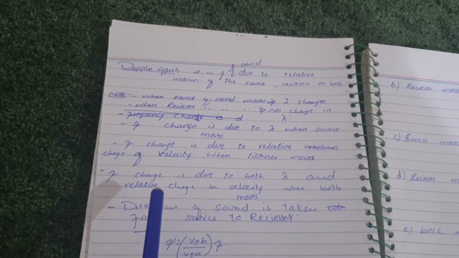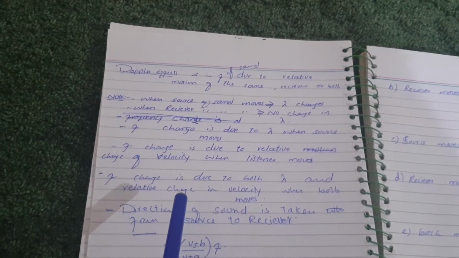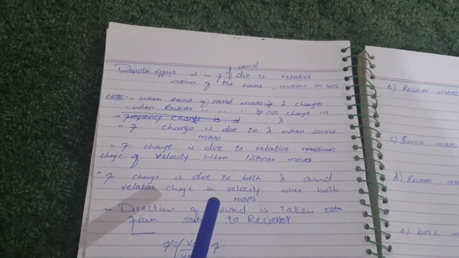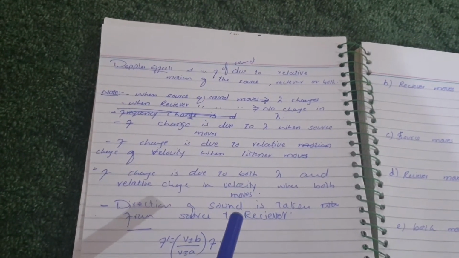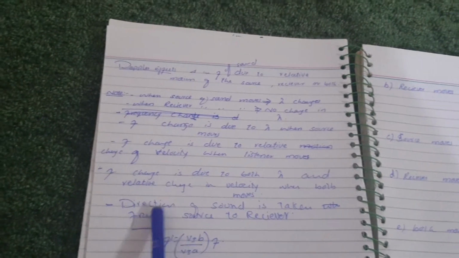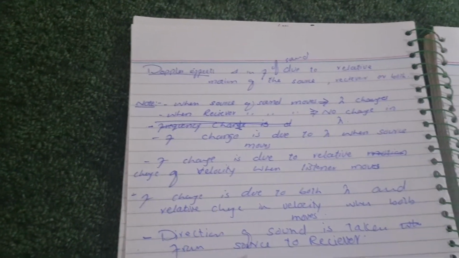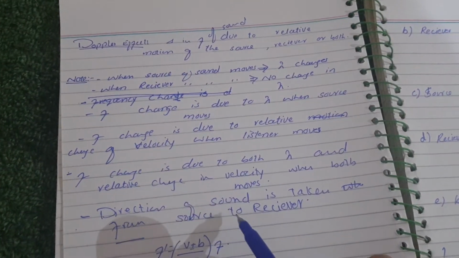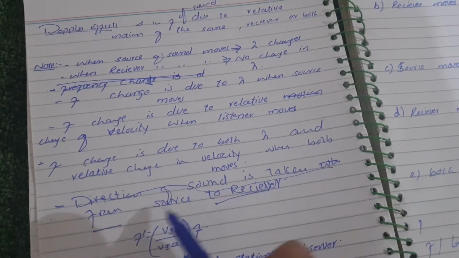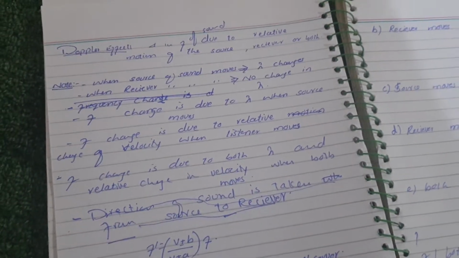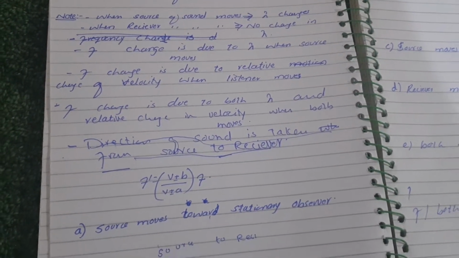The other point that needs to be noted: the frequency change is due to both the wavelength as well as the relative velocity when both the source and the receiver move toward each other, or they move away from each other. And this is the most important point, the crux of all the lectures: the direction of the sound wave is taken from source to the receiver. This is one of the most important points. Direction of the sound is taken from source to the receiver.